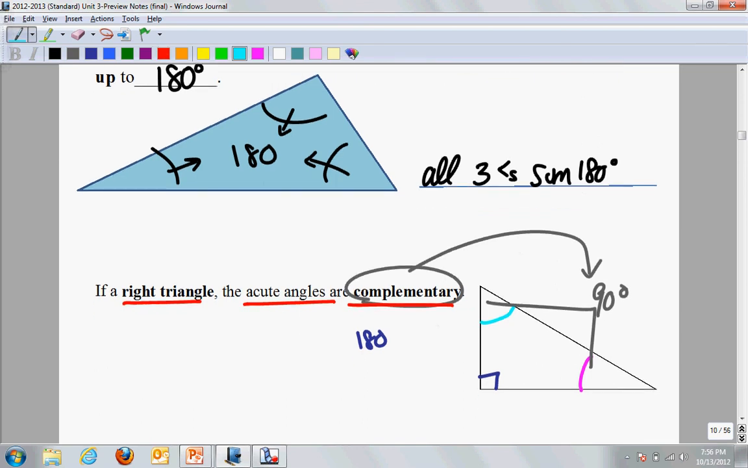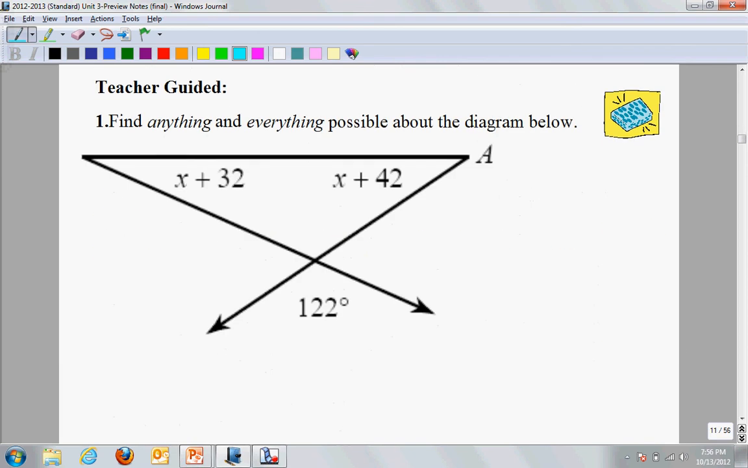Let's put this property to practice. Let's take a look at this diagram here. It says find anything and everything possible. If you have 3 colors, I recommend you get them out. So I'm going to start just by sweeping the angles in. I'm going to start first actually by tracing my triangle just to get in my mind, oh, I know that adds up to 180. Physically trace the triangle. Now let's sweep the 3 angles. We have a blue angle, for me, whatever color you're using, and another color and another color.